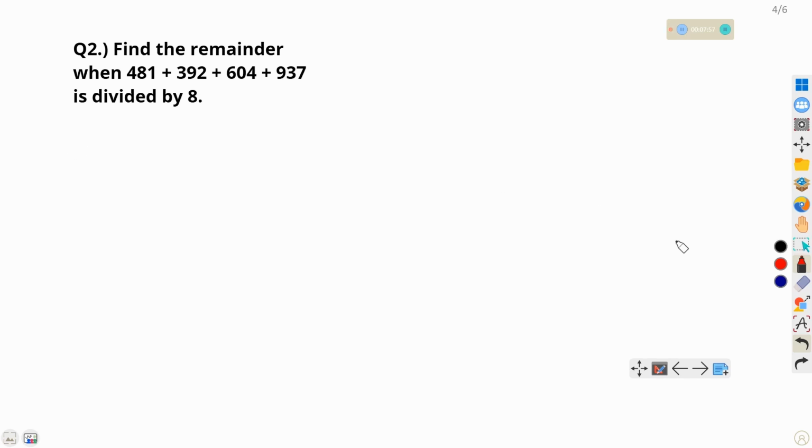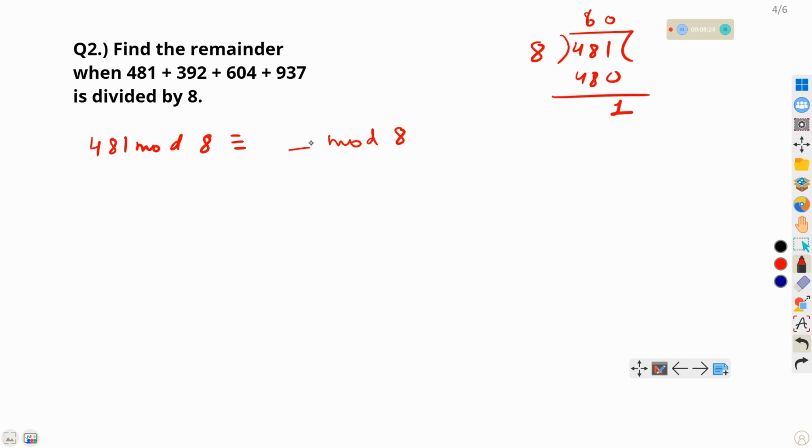So what we can do first is, let's take 481 mod 8. We can calculate it here. So let's divide 481 by 8. 8 sixes are 48 and 8 zeros are 0. So we get 1. So this must be congruent to 1 modulo 8, right? Because if you divide 481 by 8, you get a remainder of 1.